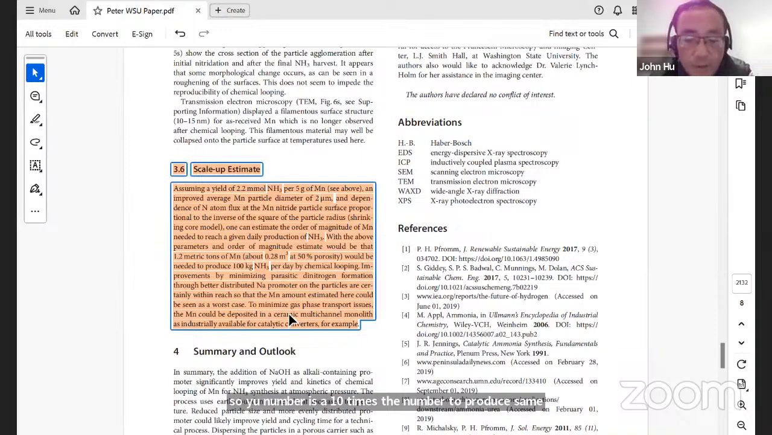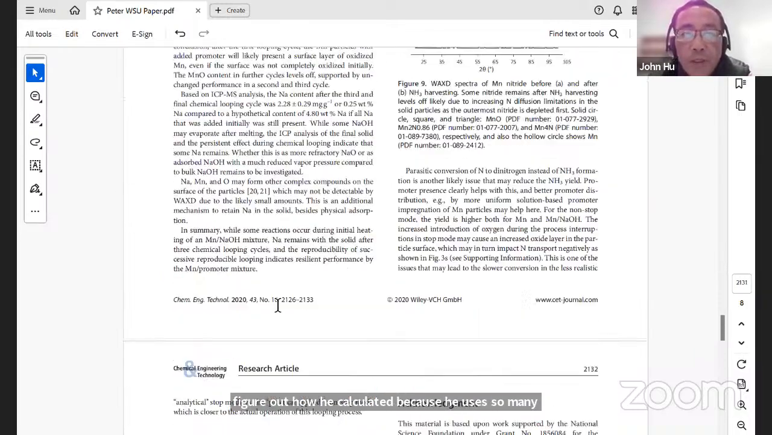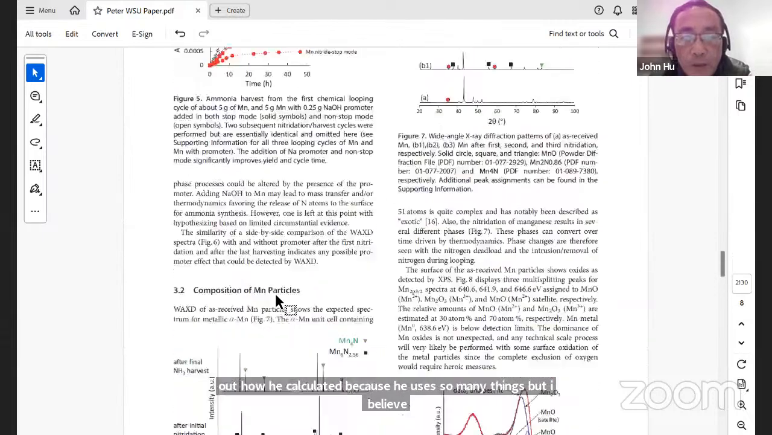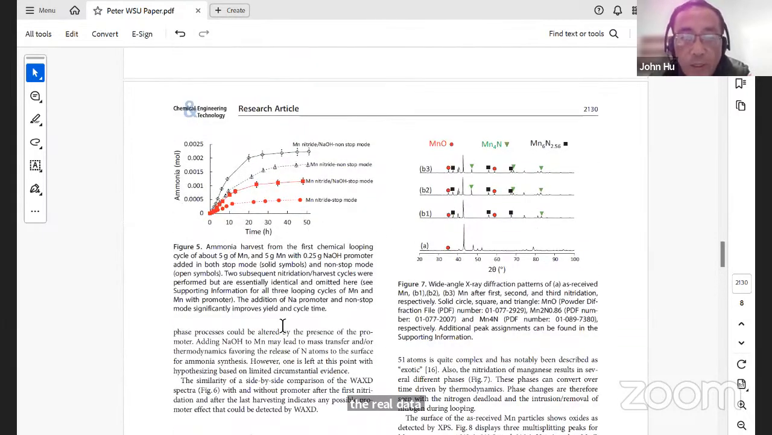Let's see how he calculated. You cannot figure out how he calculated from his description, because he uses so many things. But I believe the real data is here. That's why I'm showing figure 5. Anybody has a different answer? 14 tons. Anybody else? No? Okay, I'm going to show you my calculation.